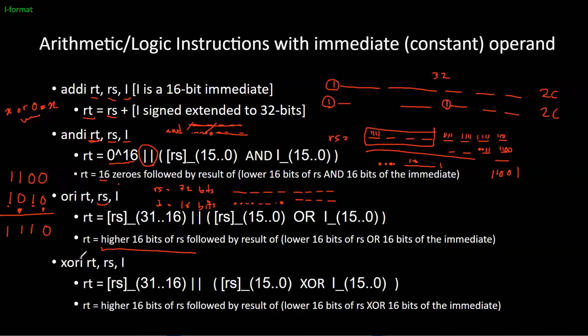The XOR is basically the same thing. We are getting the higher 16 bits of the RS, and that is unchanged because it's all zeros. And for the lower 16 bits, we're going to do an XOR between these two numbers.